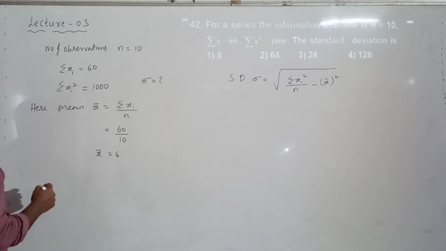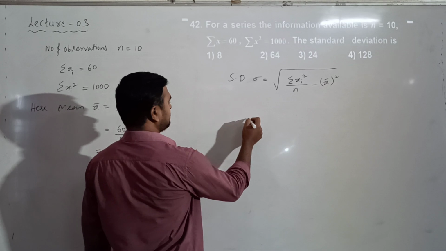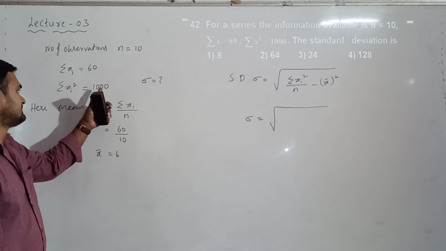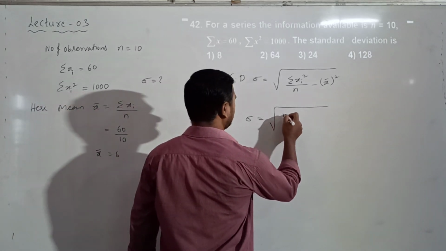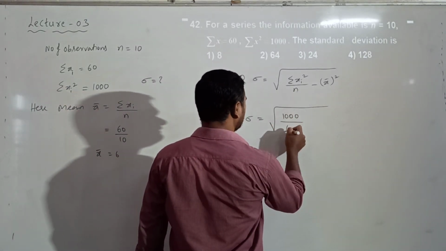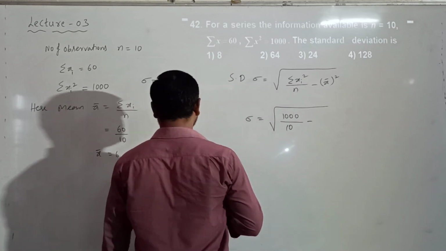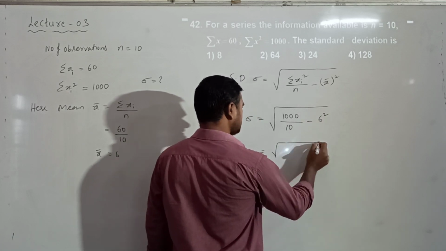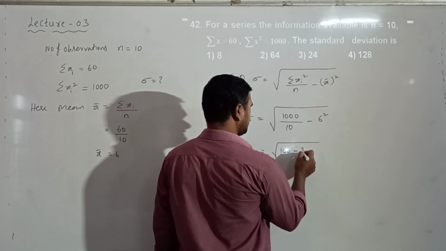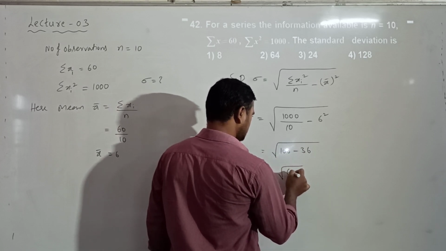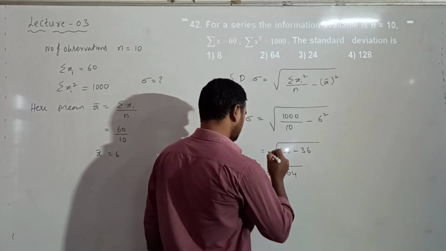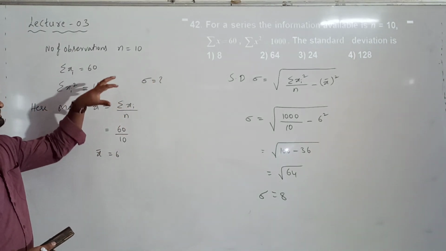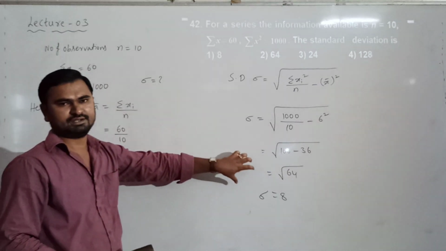Next, sigma xi square is also known. Now we can use the standard formula. So standard deviation sigma is equal to the square root of sigma xi square, which is known as 1000, divided by n, the number of observations, 10, minus x bar square. X bar we know is 6. So square root of 100 minus 36. So root 64 means 8. So the required standard deviation is 8. Okay, so using the notation, we are solving the problem directly.